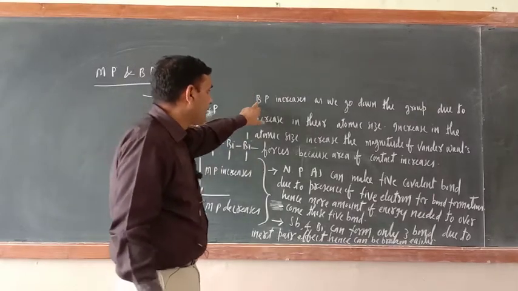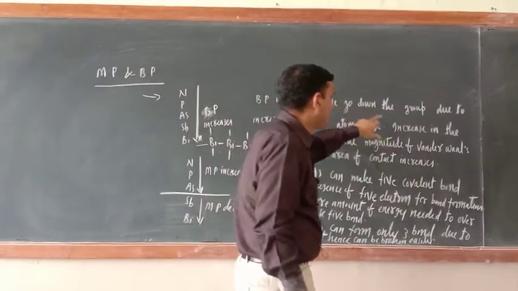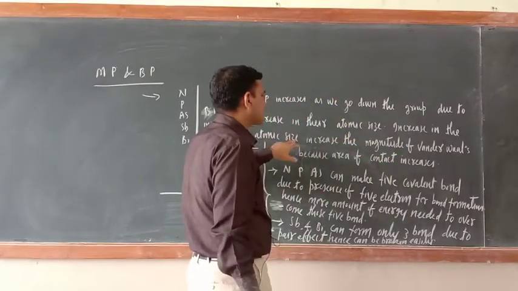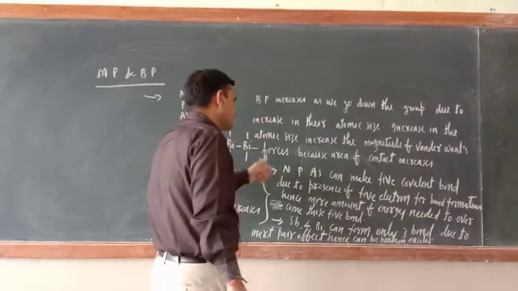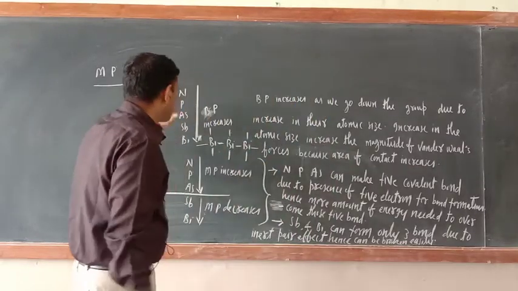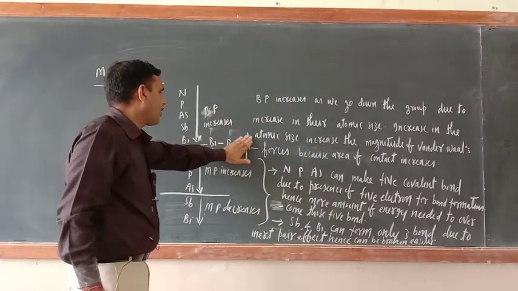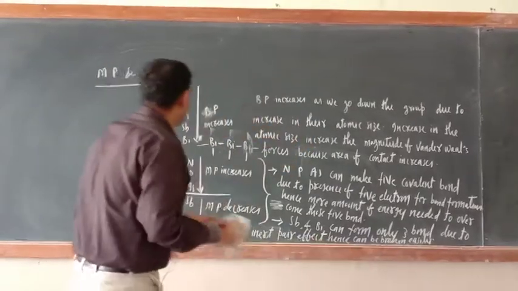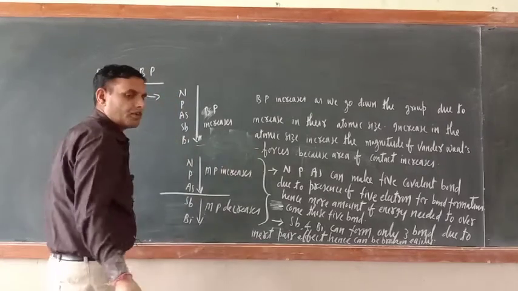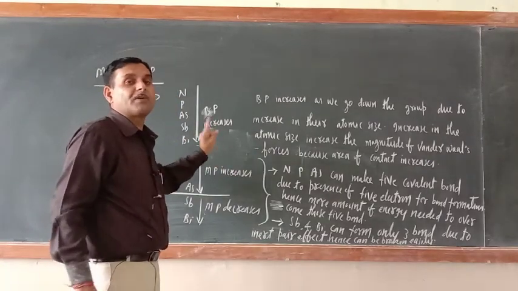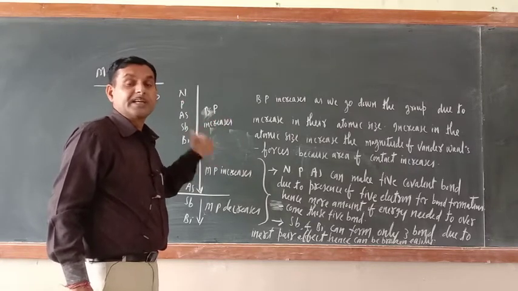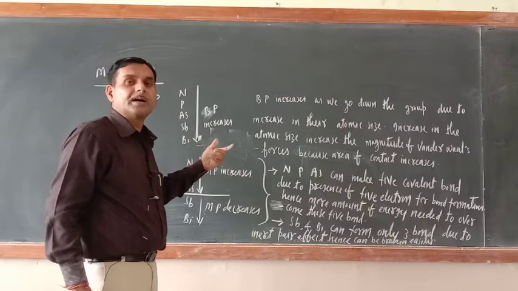So here I wrote boiling point increases as we go down the group due to increase in their atomic size. Increase in the atomic size increases the magnitude of van der Waals forces because area of contact increases. This is the only reason. That is why, top to bottom, meaning nitrogen to bismuth, boiling point increases. So it is proved that boiling point depends upon van der Waals force of attraction, and van der Waals force of attraction depends upon area of contact. Greater the area of contact, greater will be the boiling point.